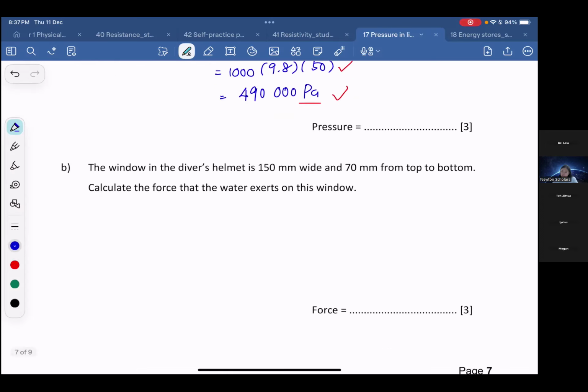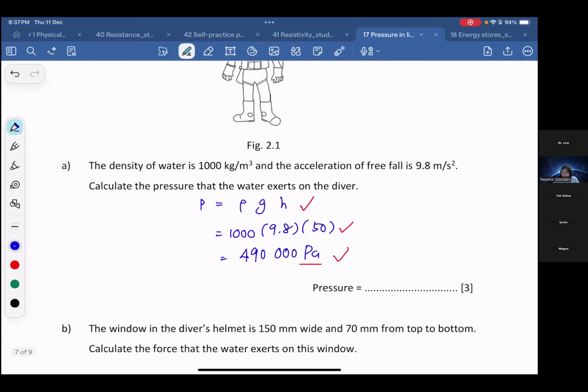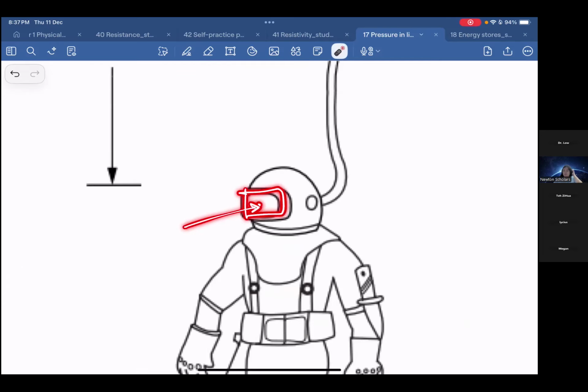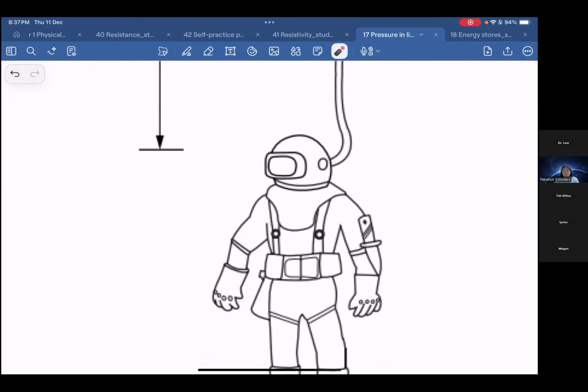Okay, the window in the diver's helmet is 150 mm wide and 70 mm from top to bottom. Can you calculate the force that the water exerts on this window? Okay, can you do calculation and then tell me your answer. Calculating the force that the water exerts on the window in the diver's helmet. So there is a helmet window here. What is the pressure? What is the force acting on it? Do your calculation and then tell me your answer.